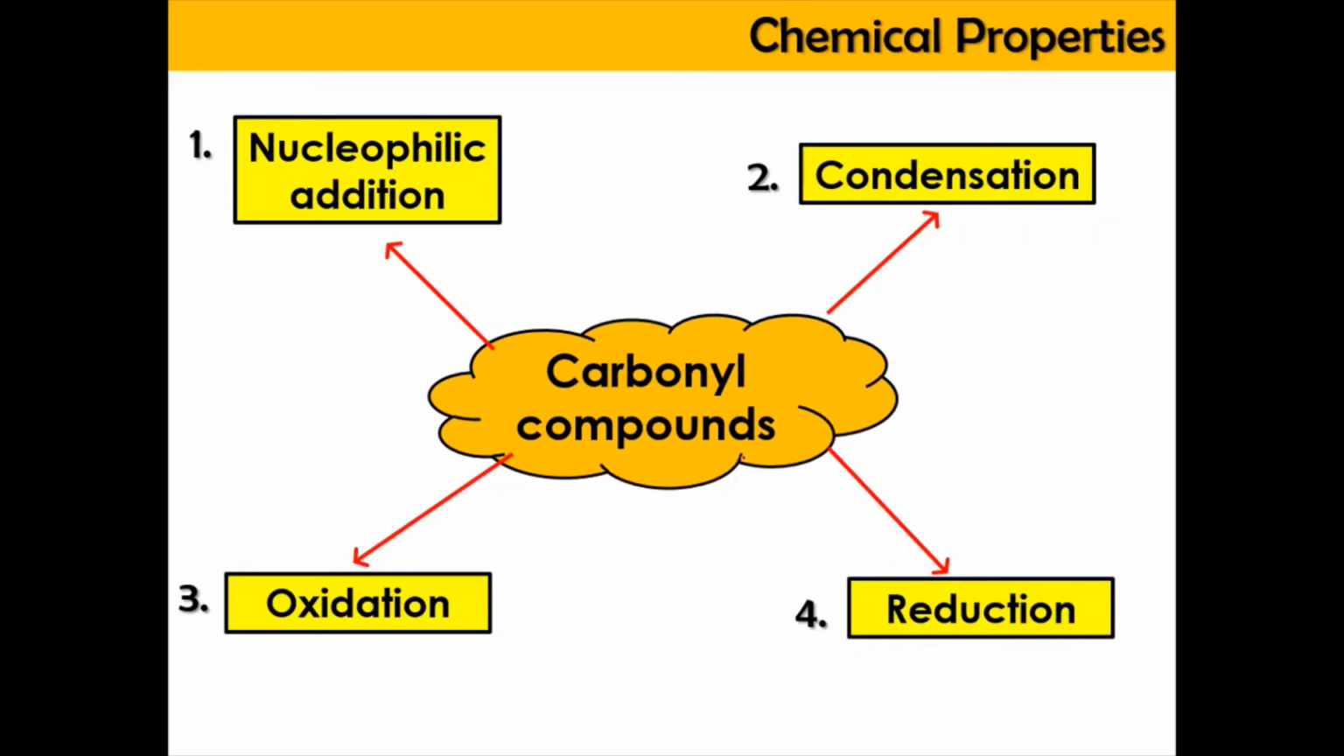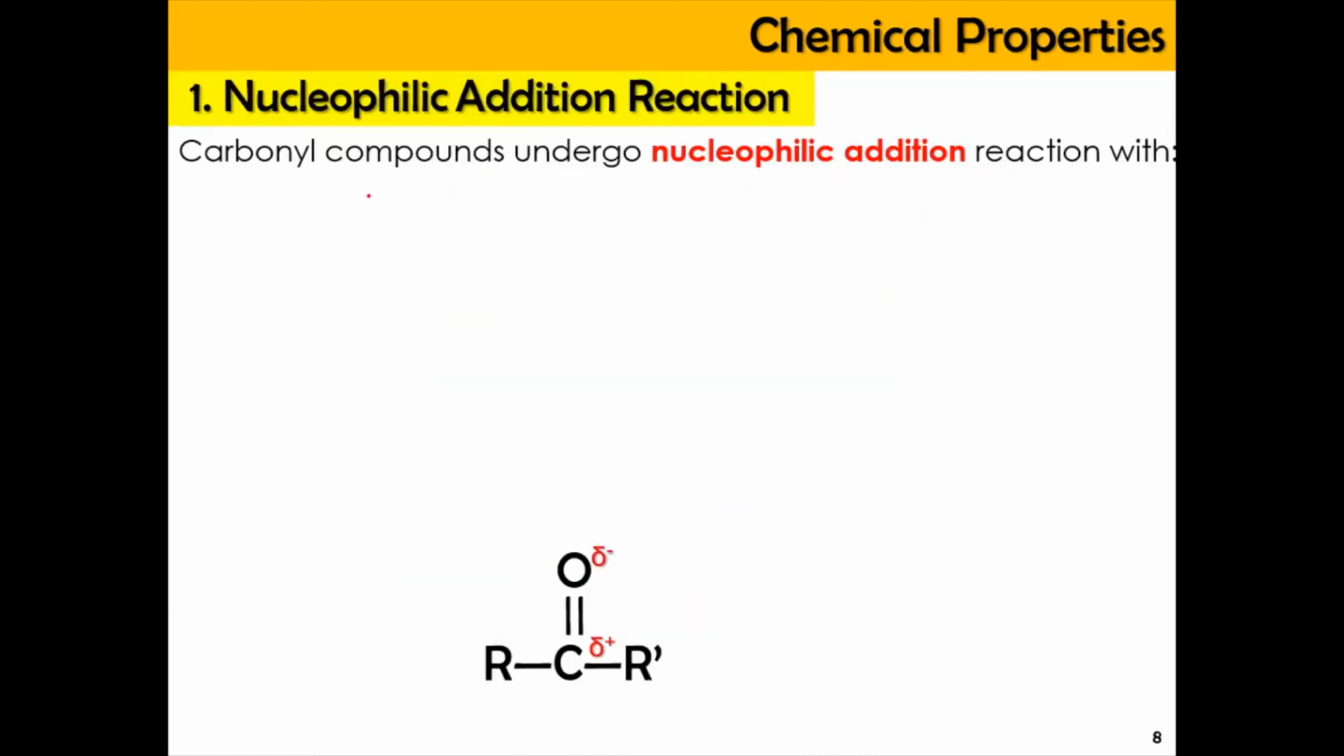So for carbonyl compounds, they will undergo four reactions, which are nucleophilic addition, condensation, oxidation, and reduction. For now, we're going to look into nucleophilic addition first, and then we're going to follow up with condensation. And on the last few slides, we're going to focus on oxidation and reduction, where both of these processes are interrelated to one another. Okay, so now let us look into nucleophilic addition first.